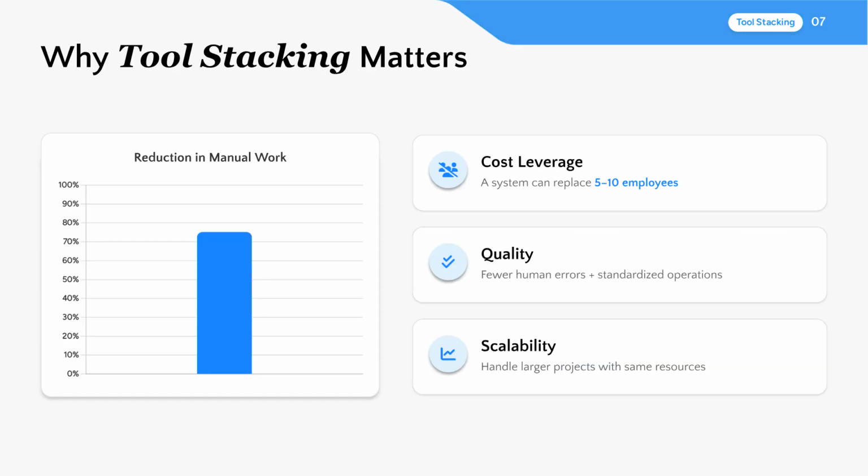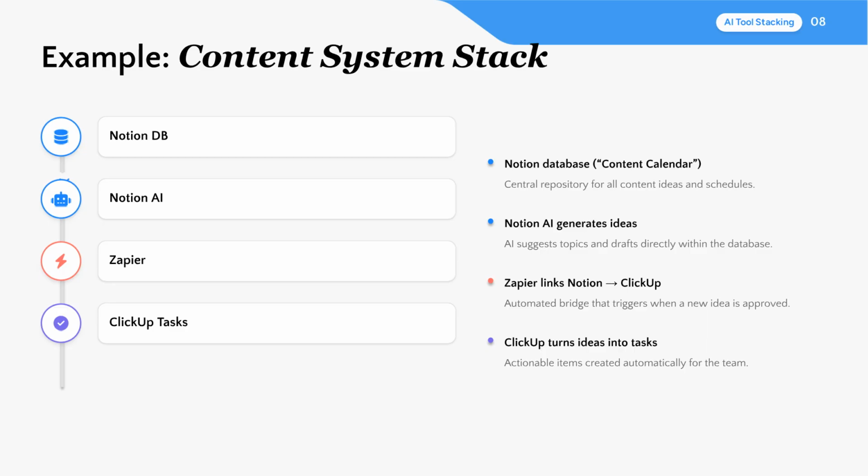Tool stacking matters because it reduces manual work, offers cost leverage, improves quality by reducing human errors, and boosts scalability. An example stack is the content system. It uses a Notion database as a repository, Notion AI for generating ideas, Zapier to link tools, and ClickUp to turn ideas into actionable tasks.